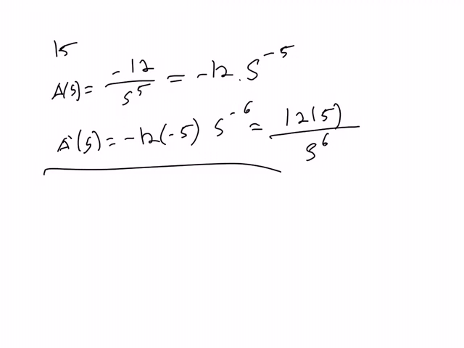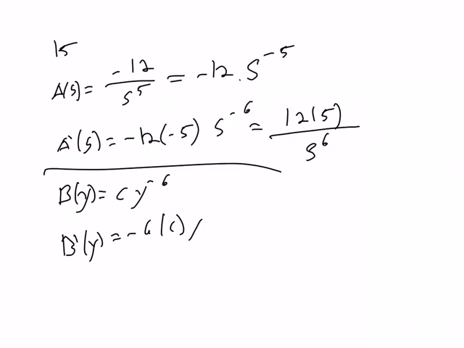Okay, problem 16, it's very similar. b of y is equal to c y to the negative 6. So b prime of y is equal to negative 6 times c times y to the negative 7, which is equal to negative 6 times c over y to the 7th power. Next problem. So now we have problem 17, which is y is equal to 4 pi squared, so y prime is equal to 0 because that's a constant.